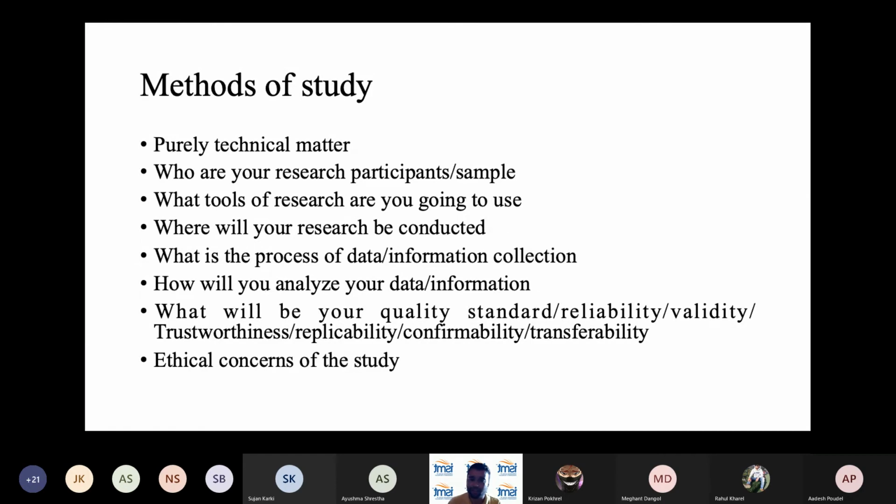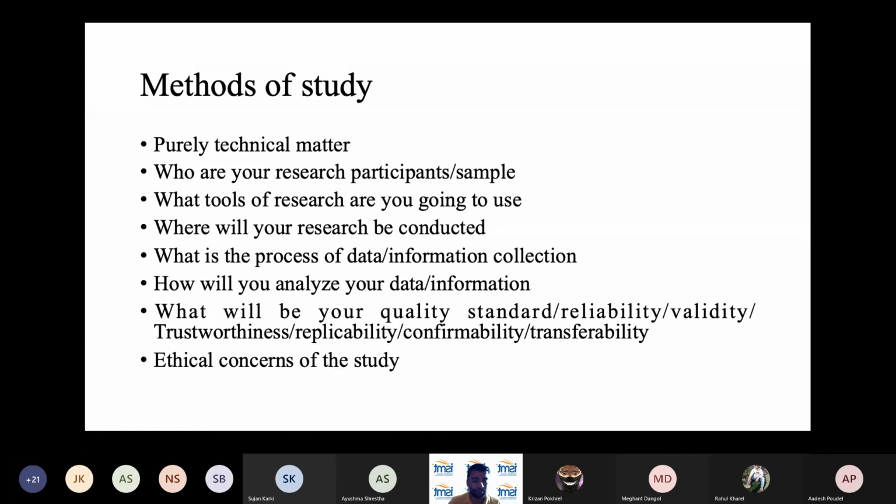Simply, who are your research participants? You have to write that. What research tool or instrument for data collection are you going to use? You need to answer that in the method of study. Where will your research be conducted, the location or area? What is the process of data or information collection? That you need to define.